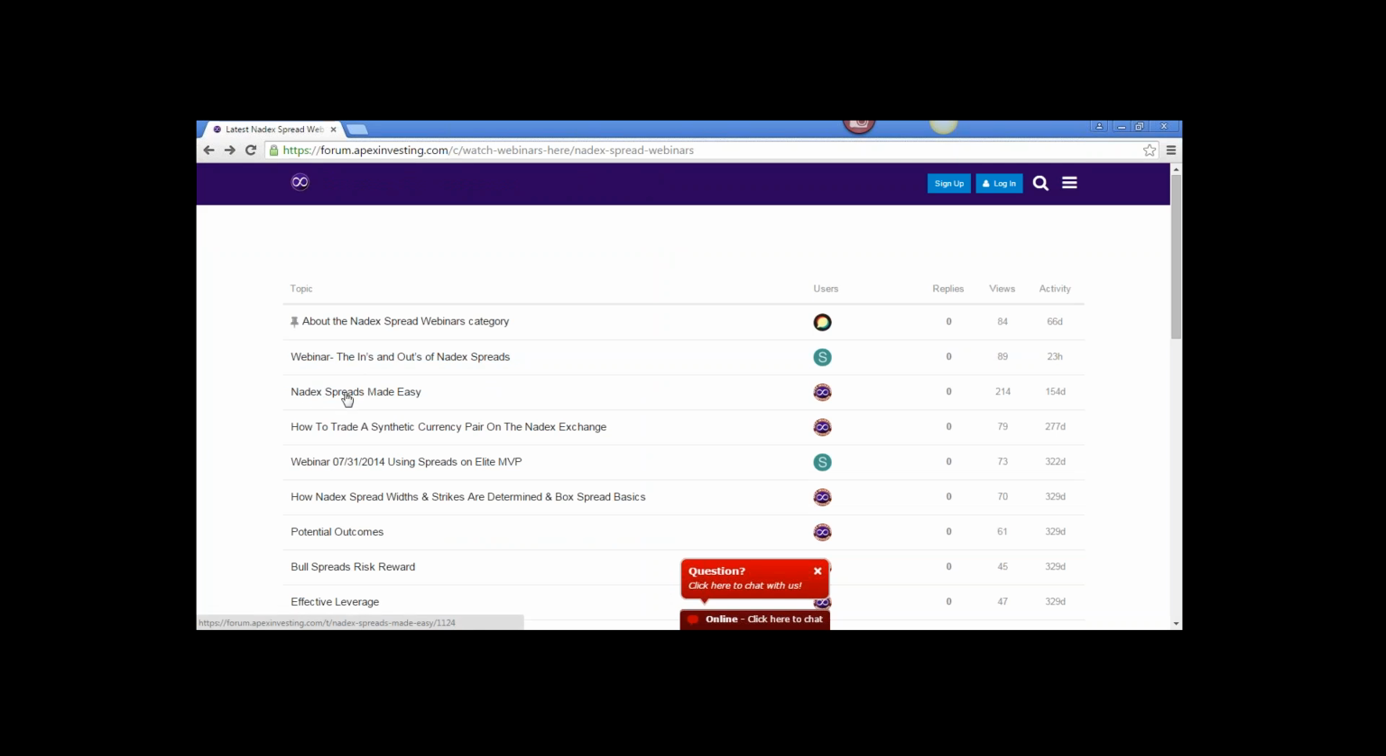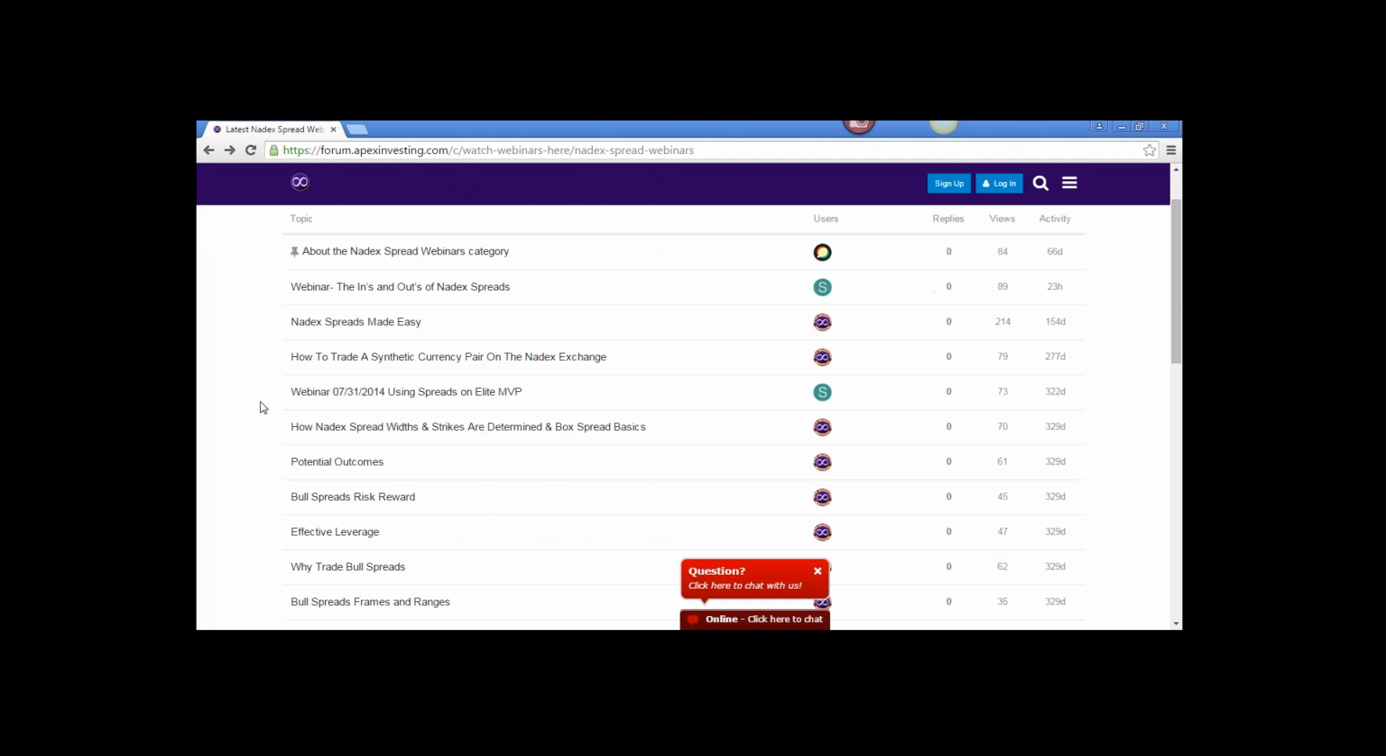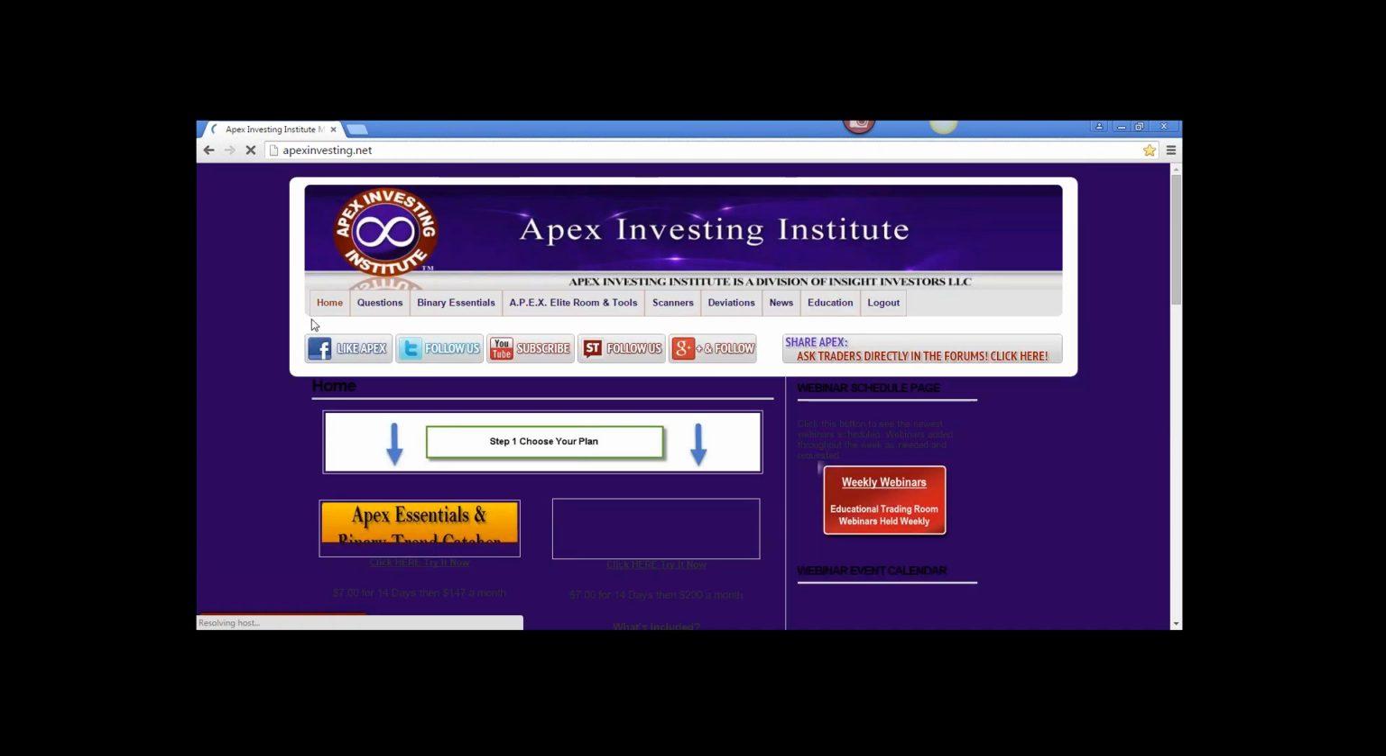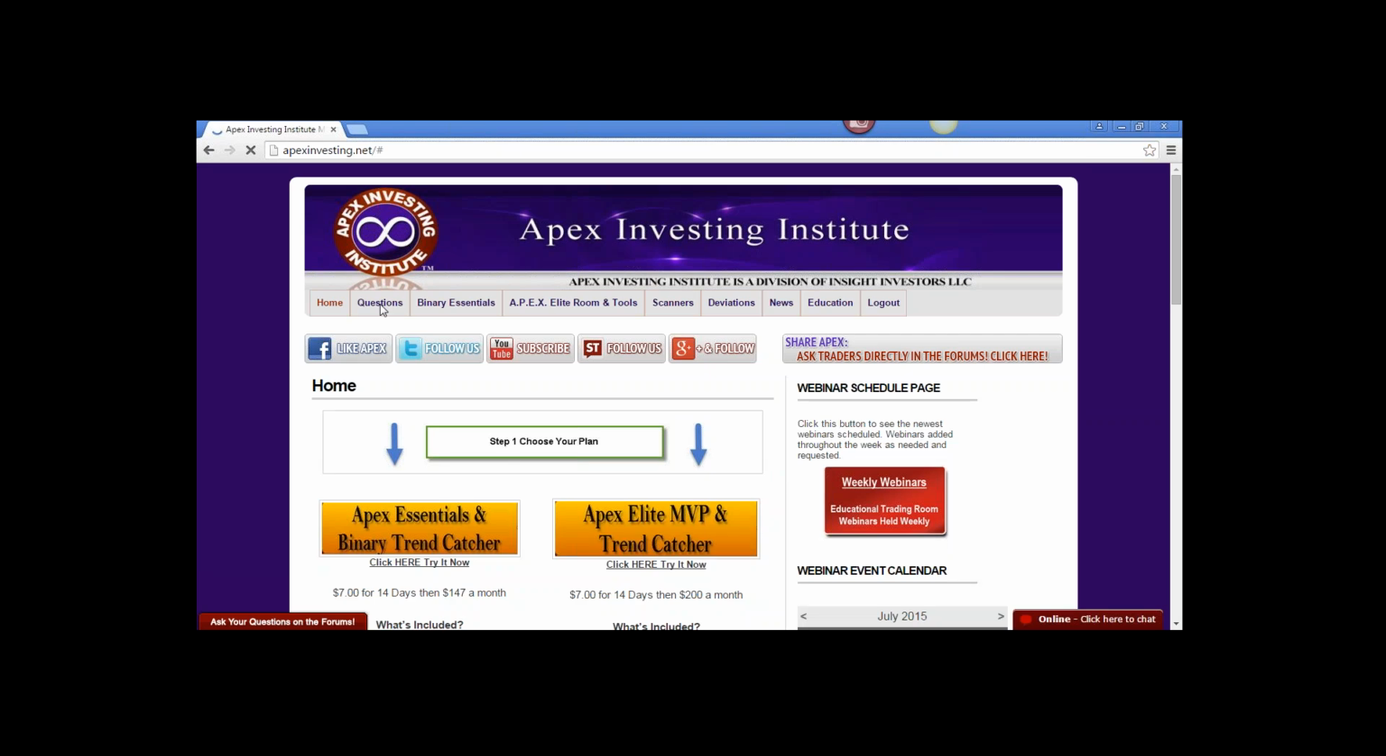Nadex spreads made easy, how to trade spreads in different widths and strikes, how are they determined. I mean, there's a whole bunch of information in this forum, but that is where you want to start right there, is the ins and outs of Nadex spreads, okay? Now, Ken was asking a question about the scanner. The scanner is part of that webinar series right there, ins and outs of Nadex spreads. But in the forum, you can go to the scanner section, and there is a brand new video there of how to use the scanners.